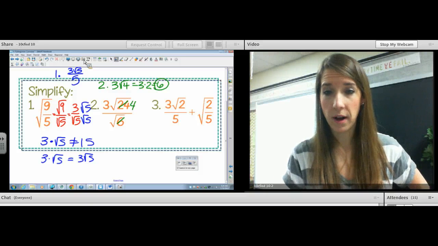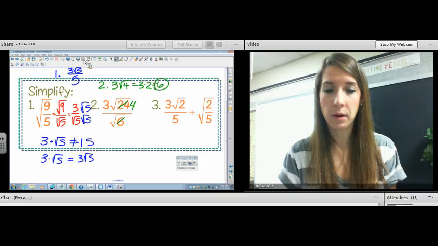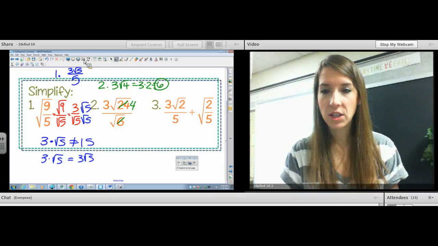4 is a perfect square. So instead of writing square root 4, you write 2. Minjung, number 3. Sorry I gave you the hardest.